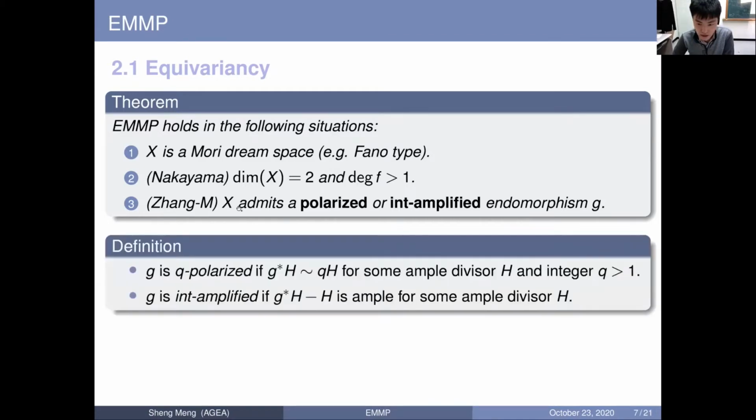So here is the quick definition. I guess Shibata already introduced the definition of Q-polarized. So it is g pullback H linearly equivalent to qH for some ample divisor H and integer q greater than 1. And g is int-amplified if g pullback H minus H is ample for some ample divisor.